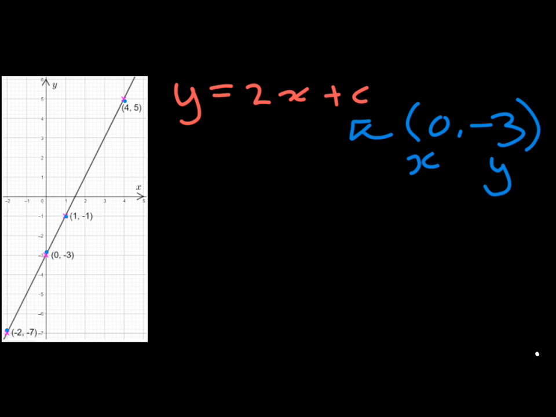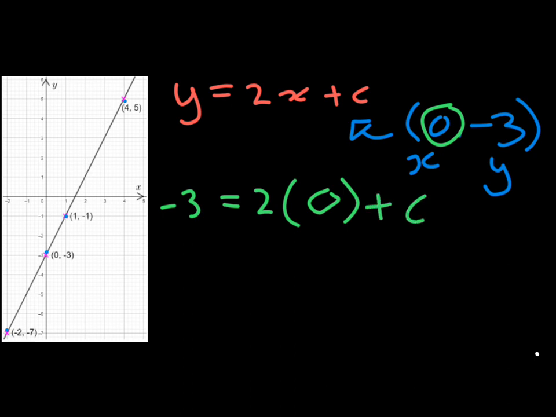It would have been the same if we had chosen 4, 5, where x would have been 4 and y would have been 5. So we can rewrite this by substituting it in, and instead of y we've got -3. This equals 2. What was x? I told you that x was 0 and plus c. Therefore, we've got that -3 equals 2 times 0, which gives us 0 plus c.